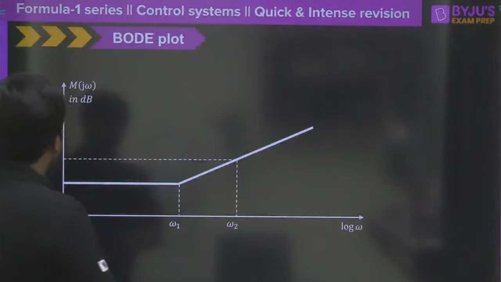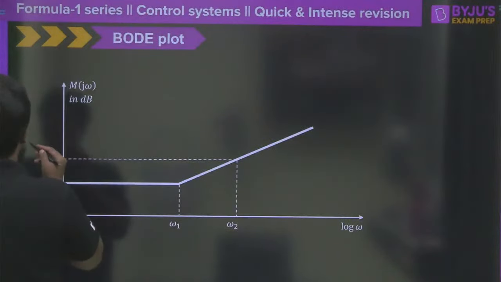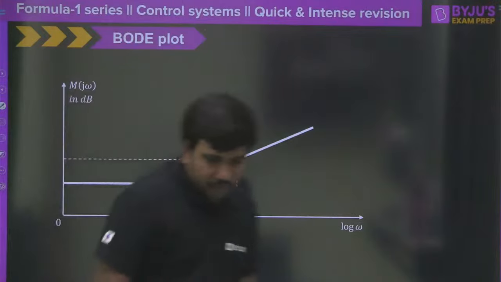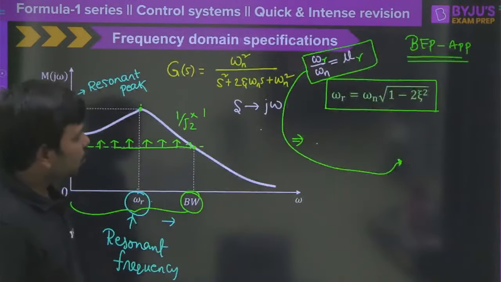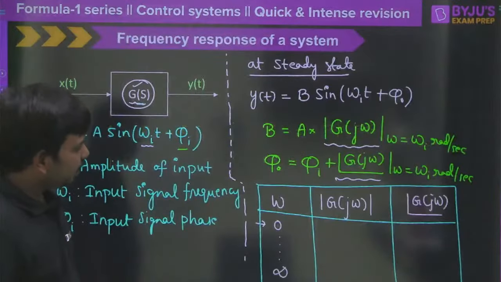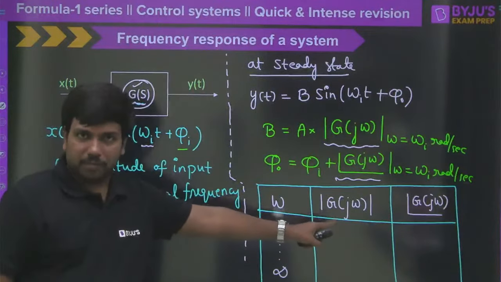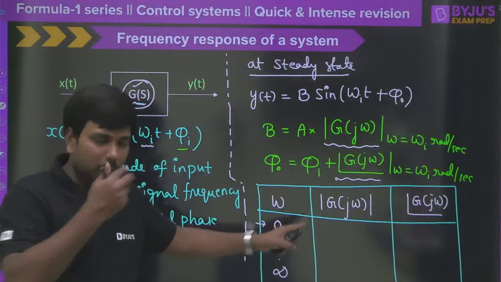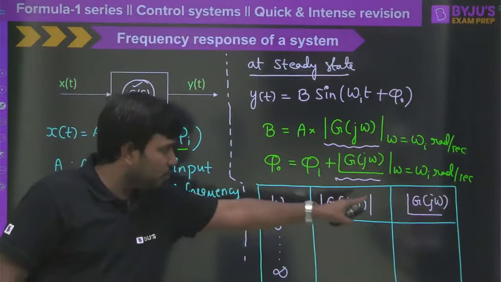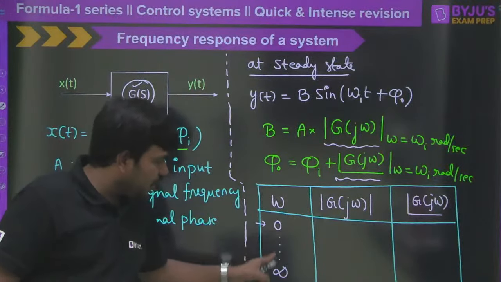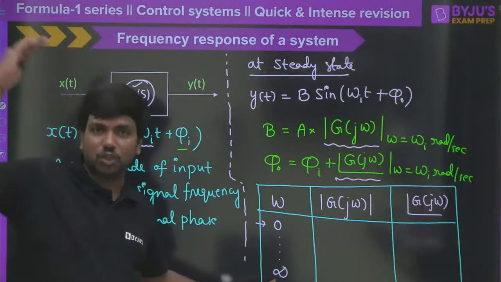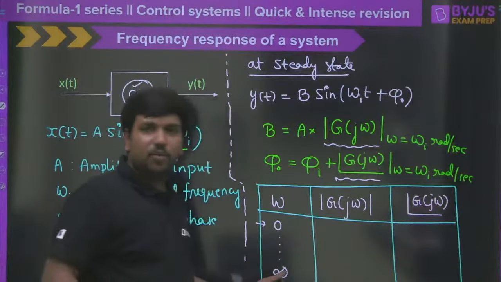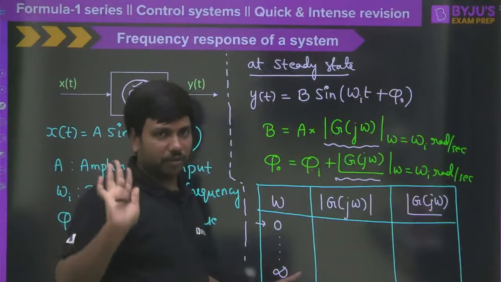Clear? So now coming to the most important frequency plot, that is the Bode plot. Yes sir, clear. Now you see, I told you what is the need to have this table. This table will inform you what happens to the magnitude and phase when the frequency changes from the lowest value to the highest value. Omega 0 is considered as a DC signal. Omega equal to infinity is considered as the highest frequency signal.